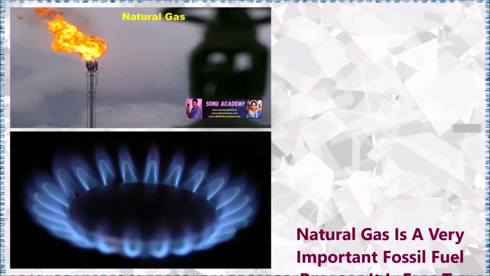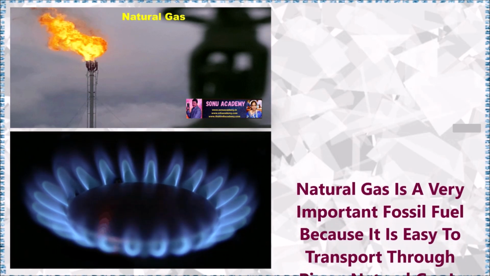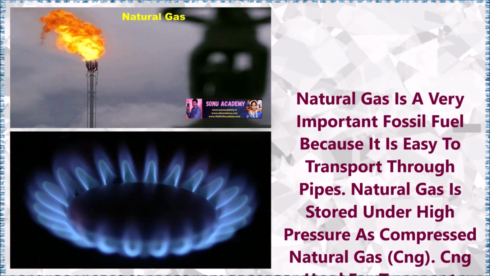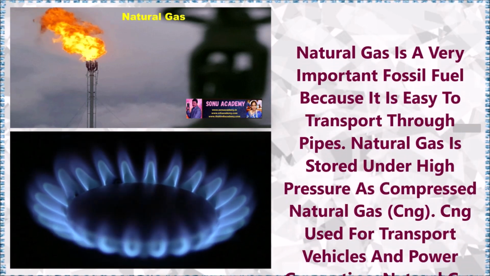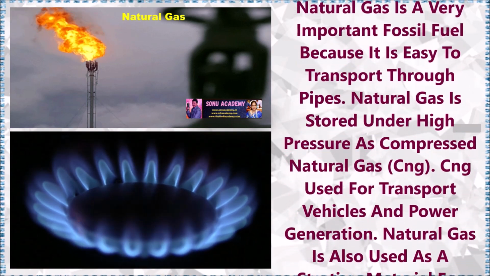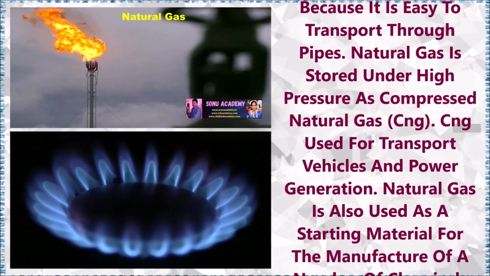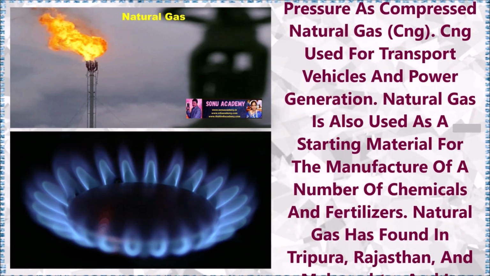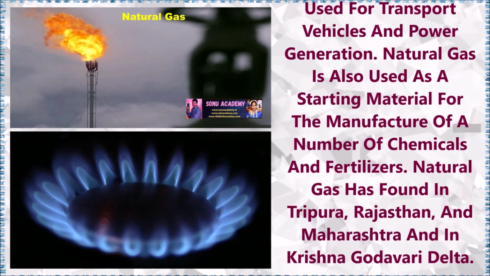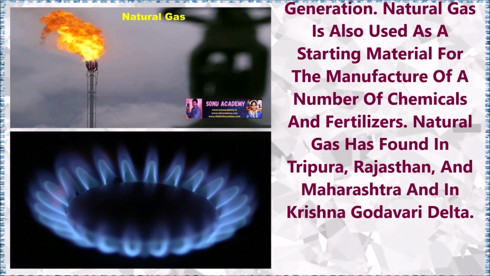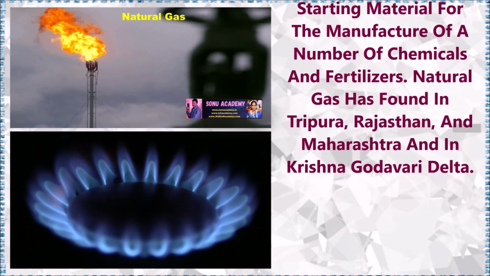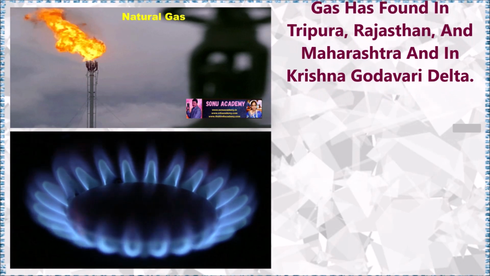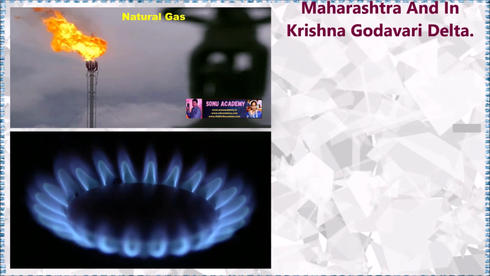Children, now let us discuss natural gas. Natural gas is a very important fossil fuel because it is easy to transport through pipes. Natural gas is stored under high pressure as compressed natural gas. CNG is used for transport vehicles and power generation. Natural gas is also used as a starting material for the manufacturing of a number of chemicals and fertilizers. Natural gas is found in Tripura, Rajasthan, Maharashtra, and in the Krishna Godavari Delta.